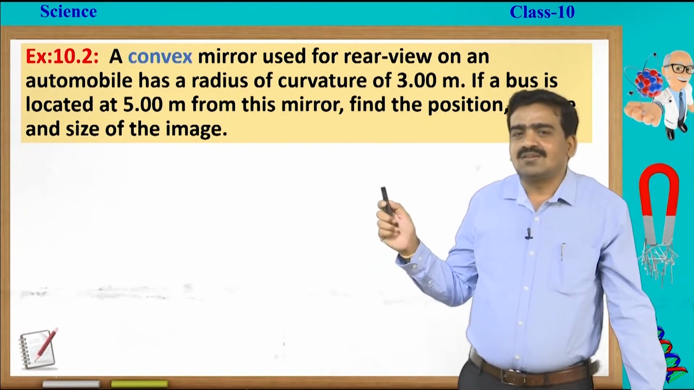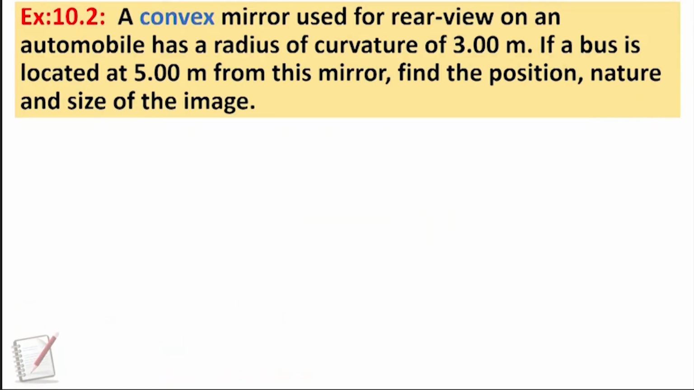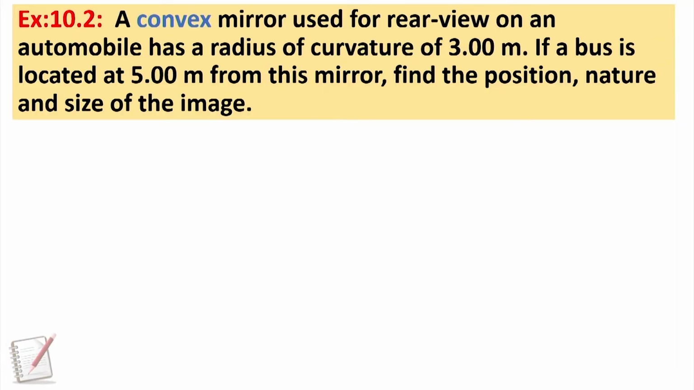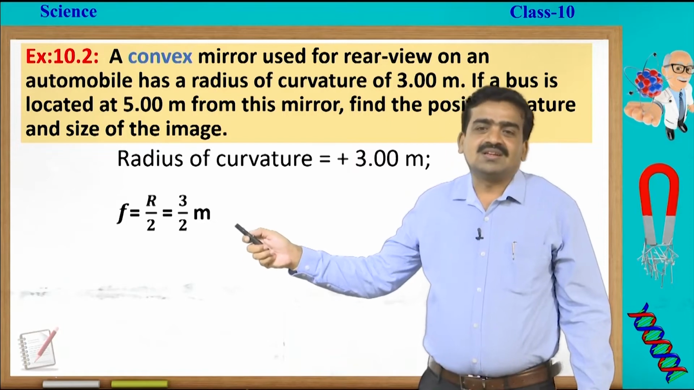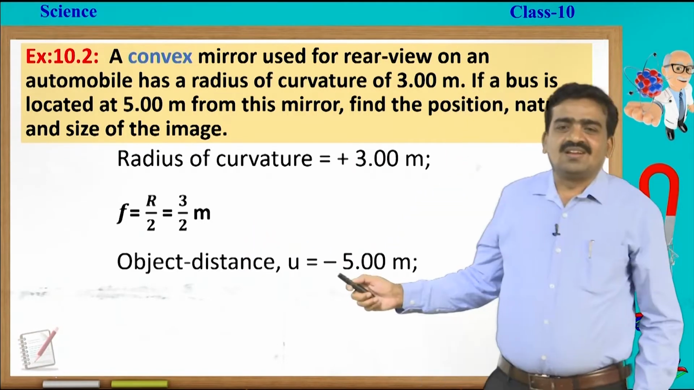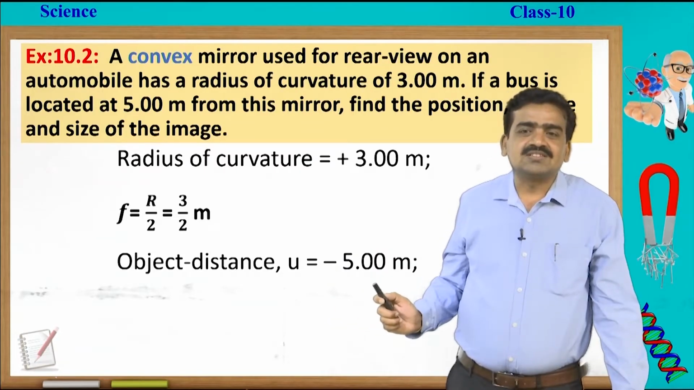So, I have taken worked example 10.2. The question is like this: a convex mirror used for rear view on an automobile has a radius of curvature 3.00 meter. If a bus is located at 5.00 meters from this mirror, find the position, nature and size of the image. So, we have to write the data first. Radius of curvature is given. We have to convert that to focal length, that is f is equal to r by 2, that is 3 by 2 meters. Object distance u is minus 5.0 meter.